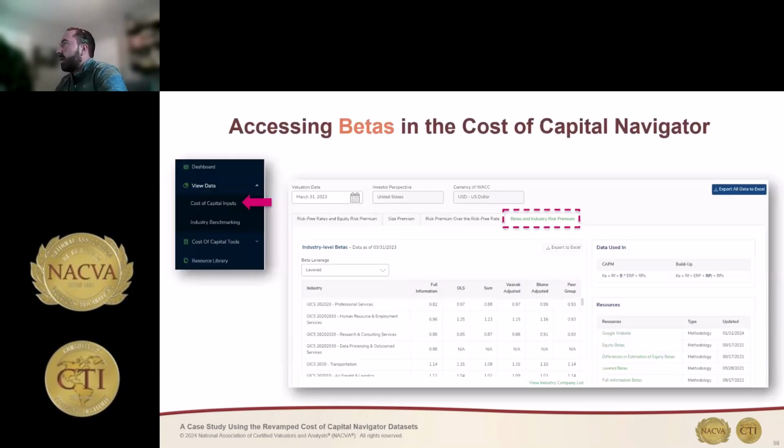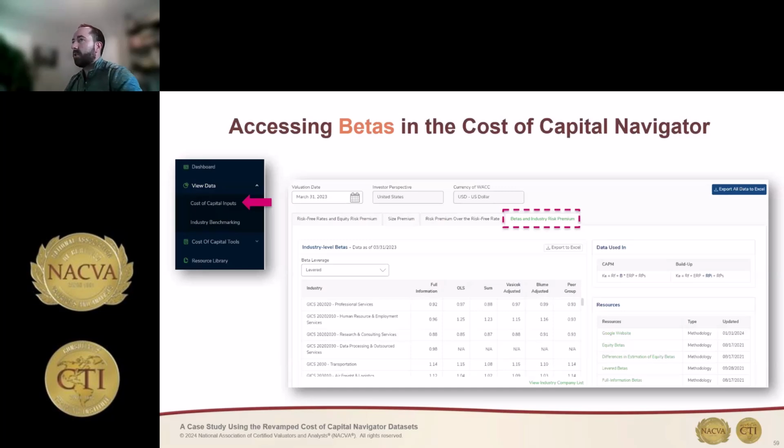We had three primary methods that we were reviewing in our case study today. Again, it was the modified CAPM, the basic build-up, and the build-up one. And again, all three of those had a risk-free rate and ERP. And now we're moving on to the beta input. Beta is an input in our modified CAPM. It's also part of the process to calculate an industry risk premium that Kevin Latz will do in our next section. But for now, we'll focus on a beta and how we access that in the Cost of Capital Navigator.